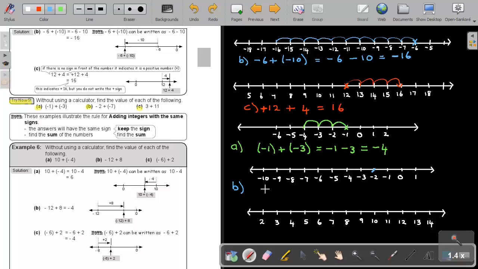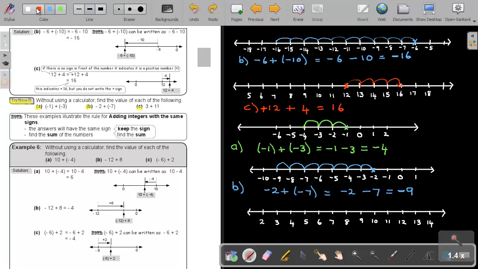Okay, let's first write it down. Negative 2 plus negative 7. I can rewrite it as negative 2, negative 7. There's standing negative 2 and there is standing negative 7. So start at negative 2 and move 7 units to the left. 1, 2, 3, 4, 5, 6, 7. So my answer will be negative 9.